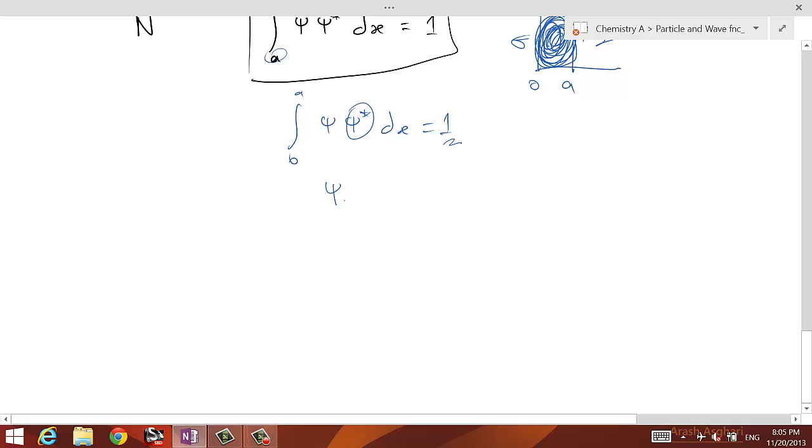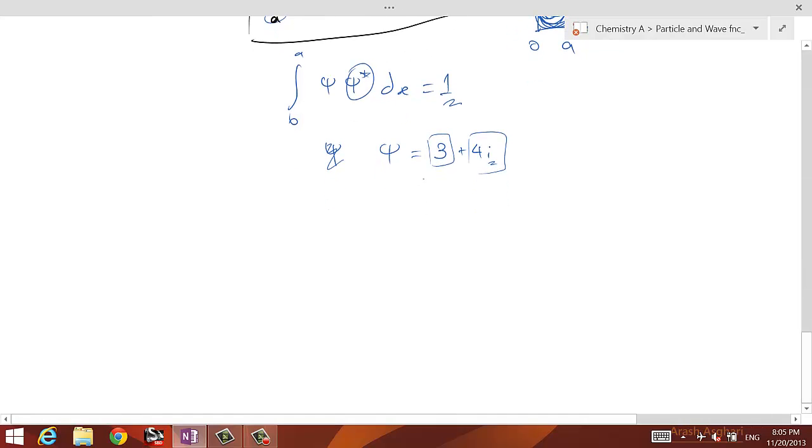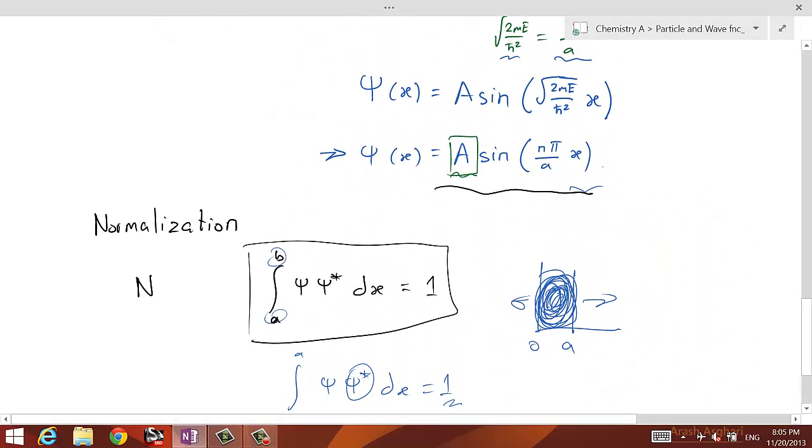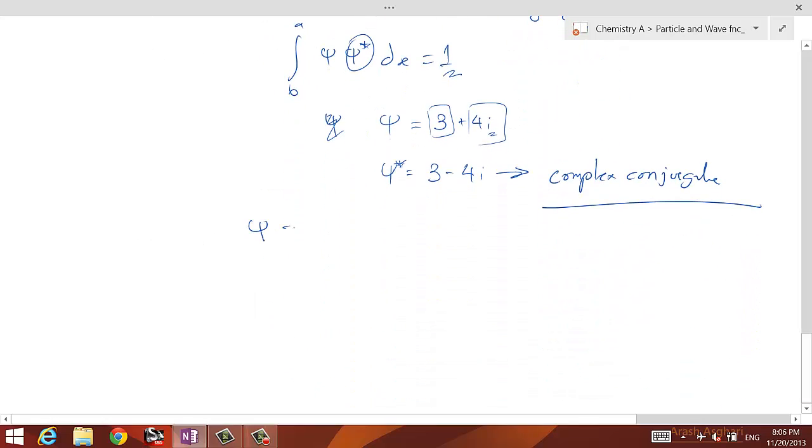Normally, if psi is a complex number function, okay? Like I say psi is 3 plus 4i, where i is the complex part, the imaginary part, right? This is the imaginary part, this is the real part. The conjugate of this is 3 minus 4i, okay? And we call this psi star. This is just an example. This is called the complex conjugate, okay? But let's see our function. Do you see any i in here? Do you see any complex number in here? No. So in our case, psi is equal to psi star.